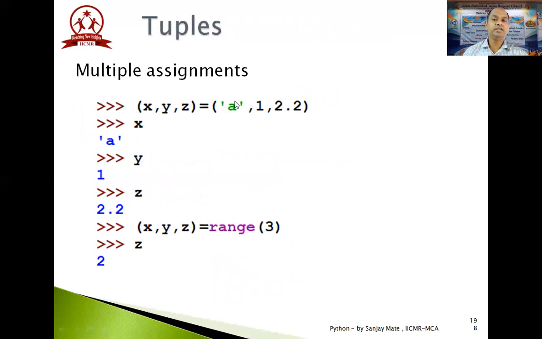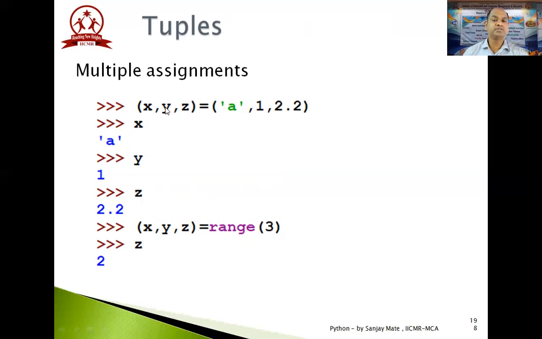Yes, you can do multiple assignments: x, y, z is equal to it. It looks somewhat different, because we are not able to do this in C, C++, and Java. x, y, z is equal to a, 1, 2.2. So in this case, a will be assigned to x, 1 is assigned to y, and 2.2 is assigned to z.